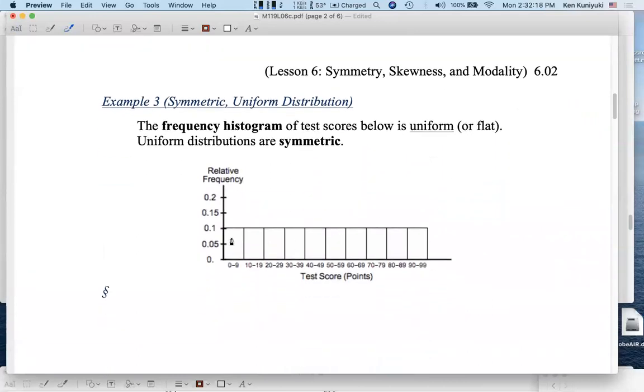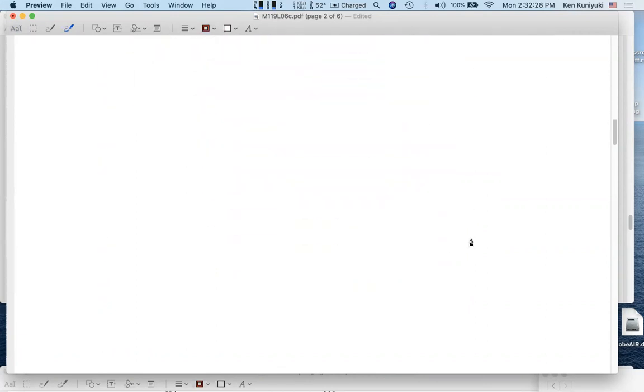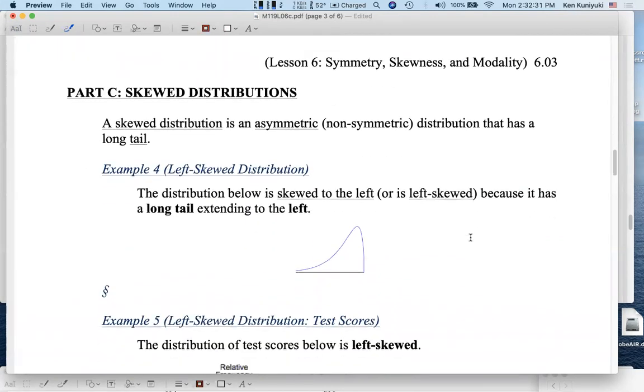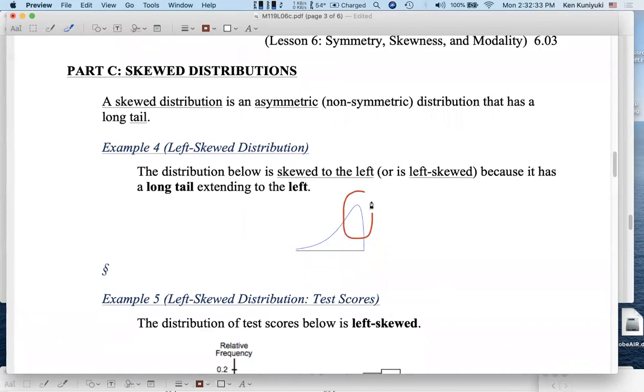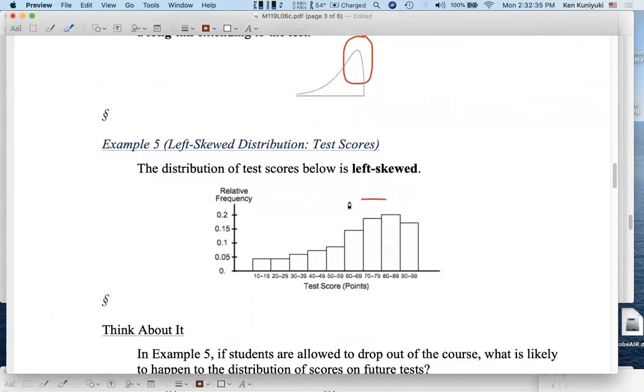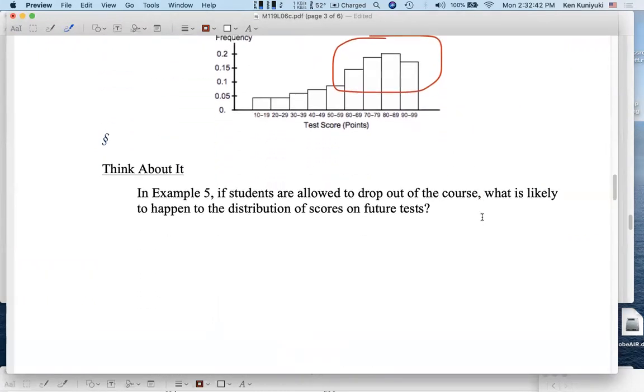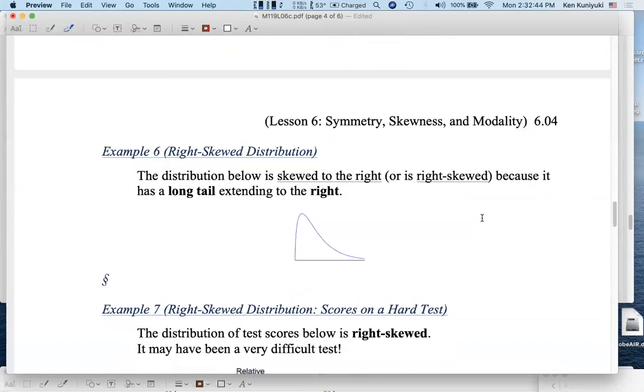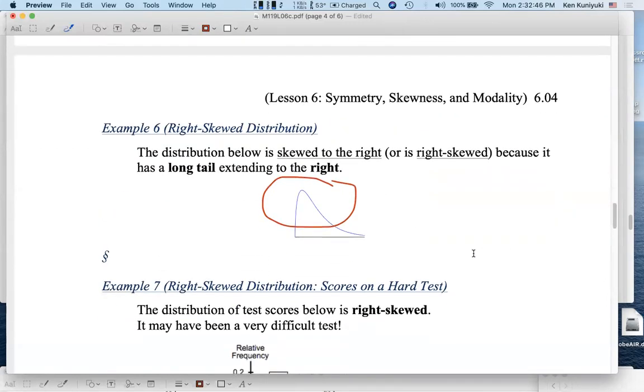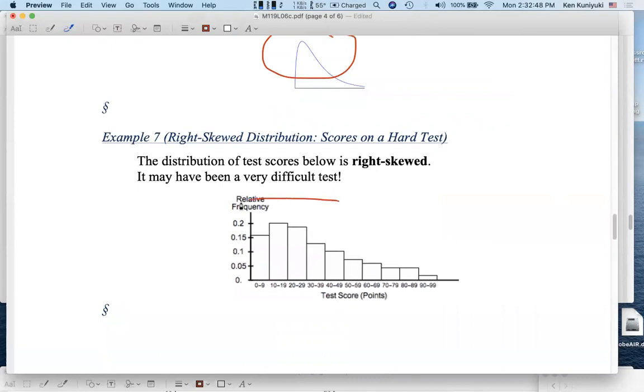Example 3 is the one exception, where we had a perfectly flat distribution. For a flat uniform distribution, this has no mode. Now, even skewed distributions can have modes. This is unimodal. This is unimodal. Here, the concept of unimodal is a bit fluid. Unimodal, right skewed. Again, unimodal.